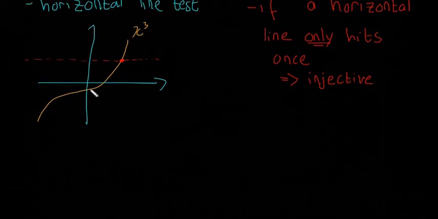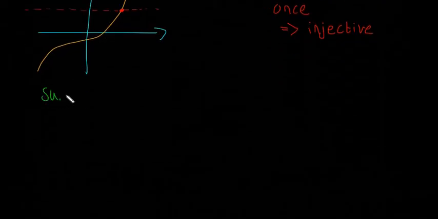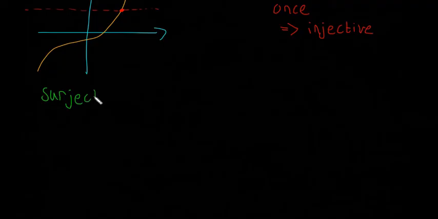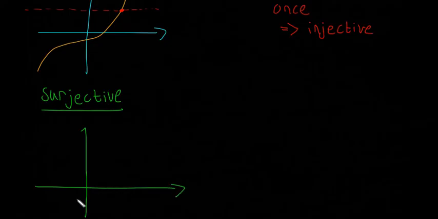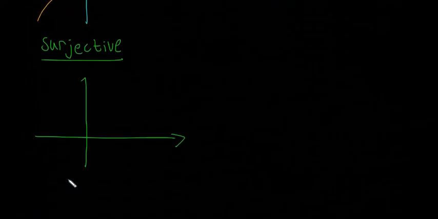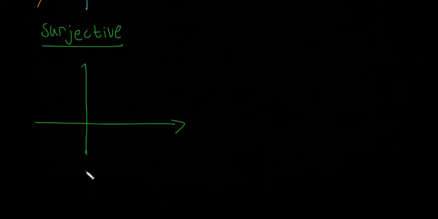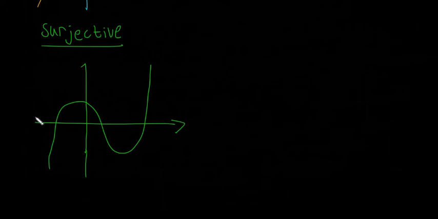The next one then is surjective. I'll go green for surjective. Again, I'm going to draw. It's another horizontal line test. So this one I will do a cubic again, more like this one. And then our purple horizontal line. So again, it's a horizontal line test for surjective as well. There's going to be 3 points there where that hits.